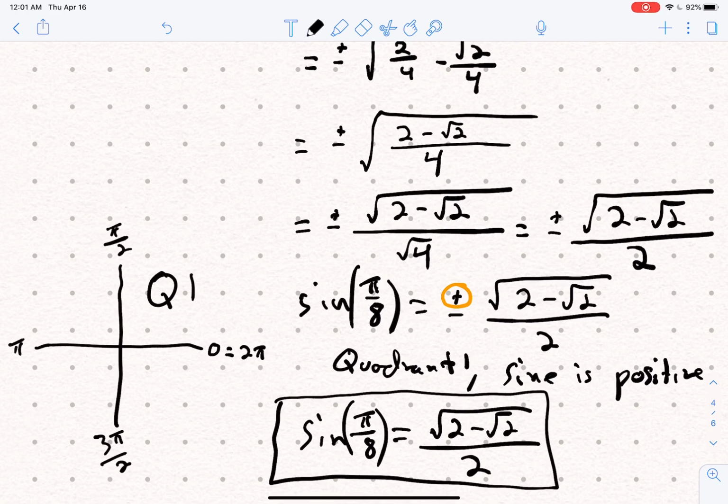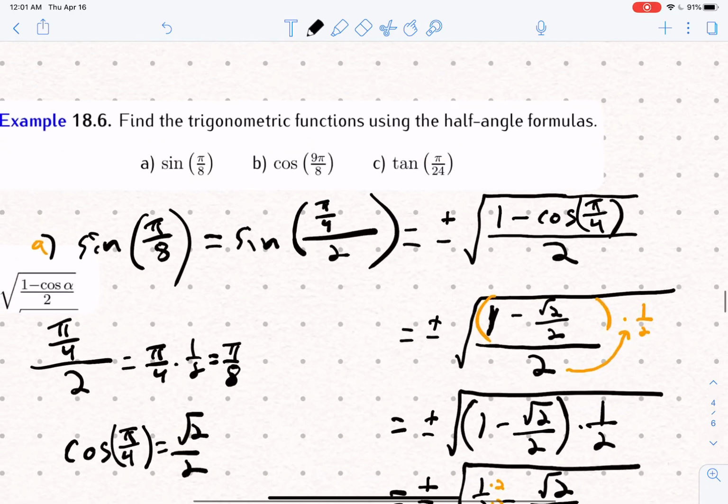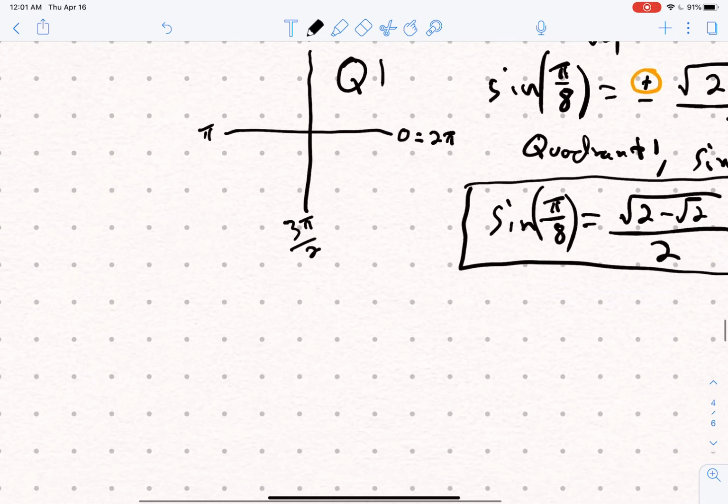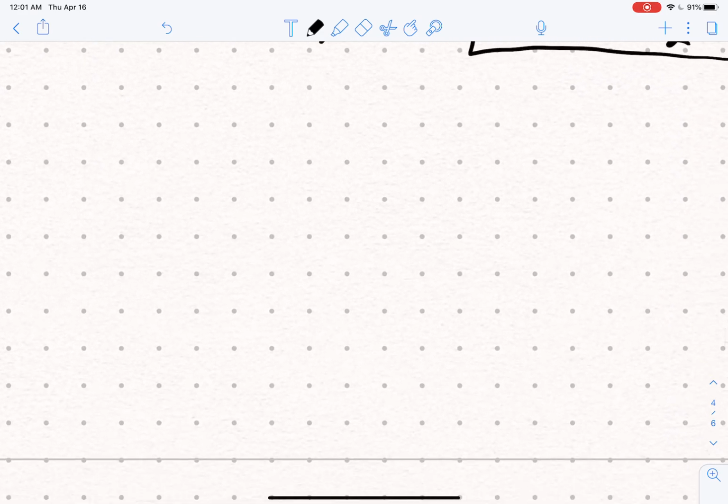Okay, so that's how you can see how we can use the half-angle identities to find the sine of more complicated pi over 8. That was not one of our simple angles that we should know the sines and cosines and tangents of, but nonetheless we can find it using this formula. Let's go ahead and take a look at this example, 18.6, part B. So part B says cosine of 9 pi over 8. Let's go ahead and do it.